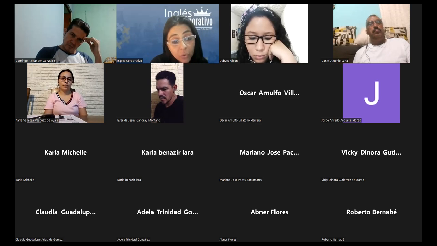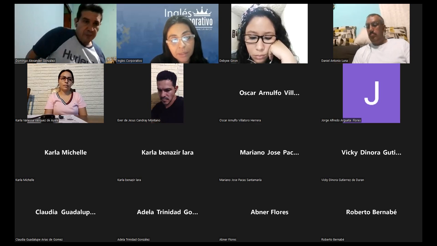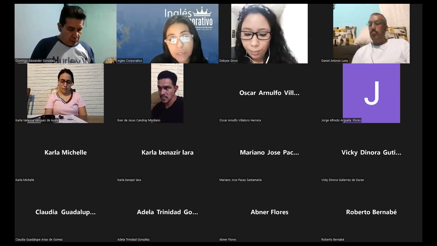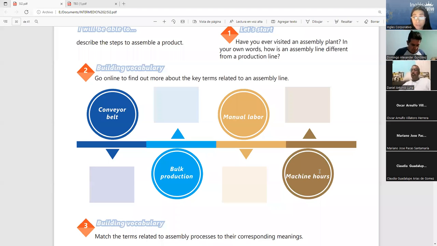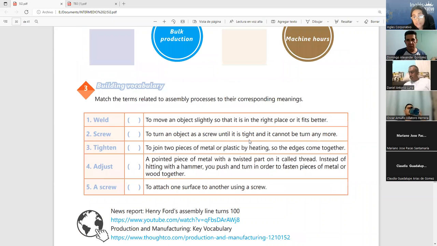Very nice, guys. So those are, according to the book, I'm just going to share this again here with you guys. According to this manual, these terms are key terms. Quiere decir que son como términos bien importantes. No solo son términos, sino que key terms, like very important terms, related to an assembly line, all right? Now, we already found this, and this is what I wanted you guys to do.